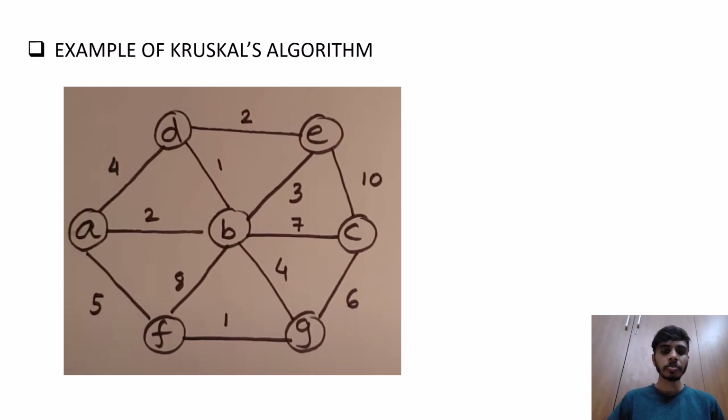It will create a cycle between D and A. We can include this 4, because it does not form a cycle. Now I go to 5. This 5 will not be included because it forms a cycle. The next is 6. Yes, we can include 6.